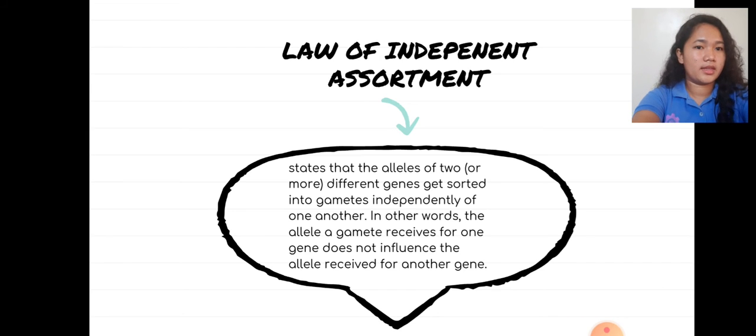Law of independent assortment states that the alleles of 2 or more different genes get assorted into gametes independently of one another. In other words, the allele a gamete receives for one gene does not influence the allele received for another gene.